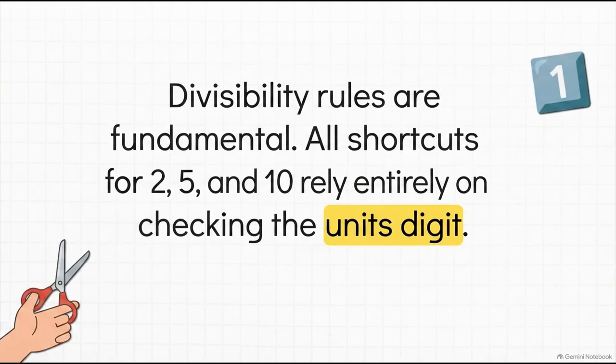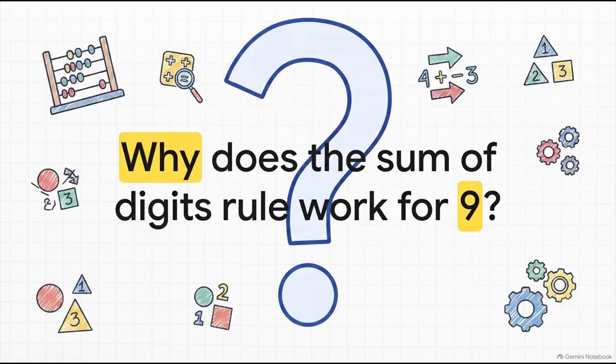Divisibility shortcuts for 2, 5, and 10 rely entirely on checking the units digit. We've all used these, right? If a number ends in a 0, boom, it's divisible by 10. Super simple. But the rules for 9 and 11, those are much deeper mysteries. They actually force us to look way past that final digit and dig into the very structure of our number system itself. Why does the sum of the digits rule work for the number 9?